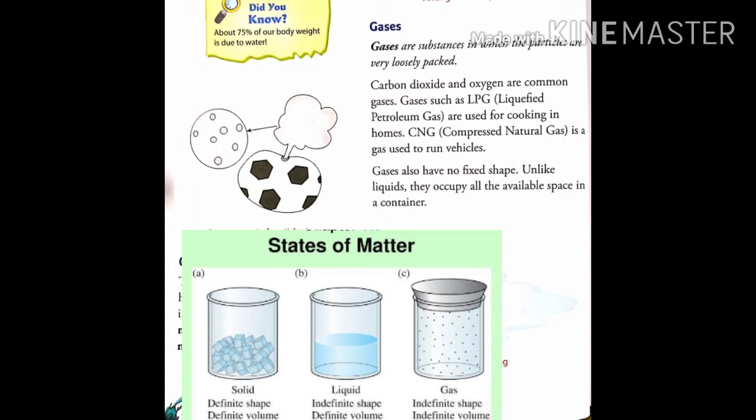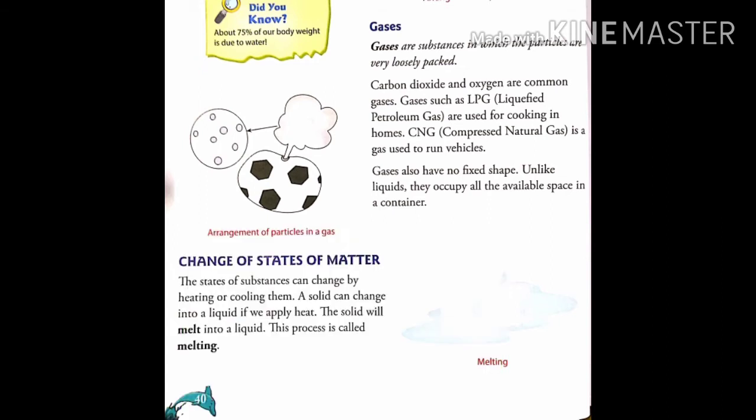Now gases also have no fixed shape. Unlike liquids, they occupy all the available space in a container. So gases also do not have any fixed shape and they occupy all the available space of a container or anything in which they are placed. So gases are the third state of matter in which the molecules are the most loosely packed. I hope you must have understood all the three states of matter and their properties.